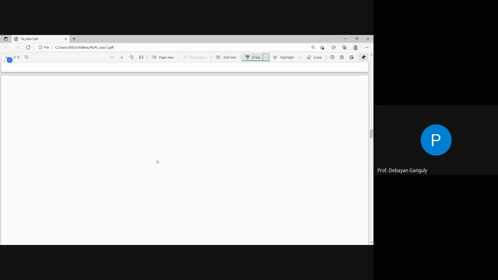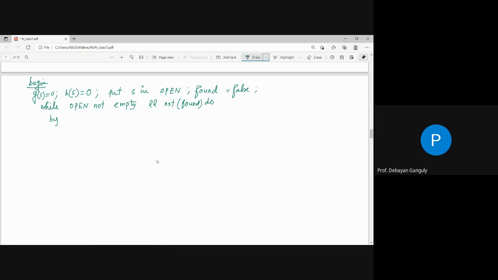So if you write it like the A star algorithm, this is the begin: g(S) equals 0, h(S) equals 0, and put S in open, found equals false. While open is not empty and not found, do: begin by selecting a node n from open with minimum f value.